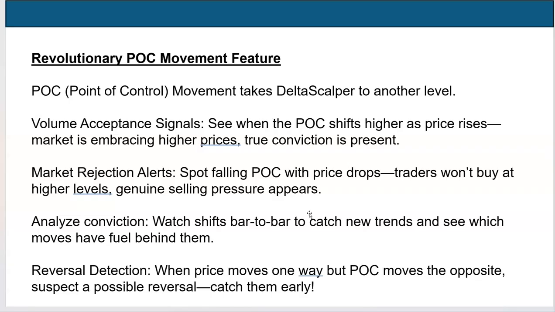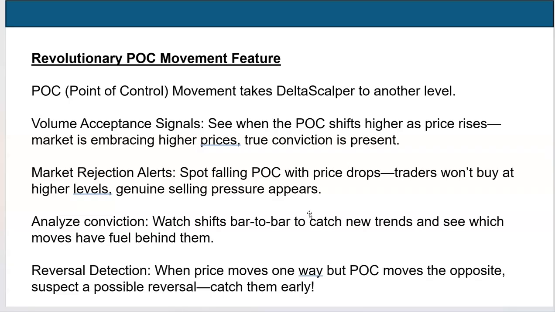You're going to see market rejection alerts. You're going to spot a falling POC as price drops. Traders won't buy at higher levels. This is genuine selling pressure appearing in the market. And you can analyze convictions. You can watch shifts bar to bar to catch new trends and see which moves have fuel behind them. And it helps you pick up reversals, because when price moves one way but POC moves the opposite, you're going to suspect a possible reversal taking place, and you can catch them early.